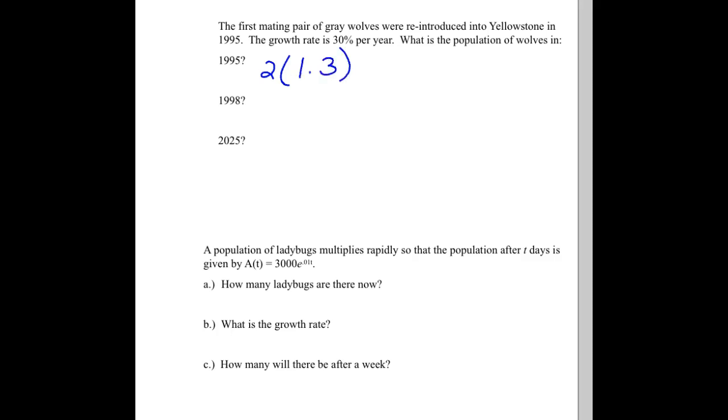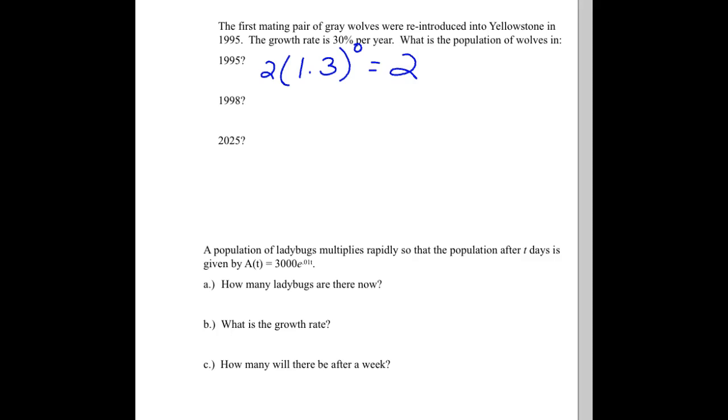All right. And then how about the time? If they were introduced in 1995, how many were there in 1995? Our answer should be 2, right? It said they put 2 wolves in Yellowstone in 1995. What happens here is at time 0, 1.3 to the 0 is 1, and 1 times 2 gives us the 2. So we already knew the answer to that one, right? We started with 2 wolves.